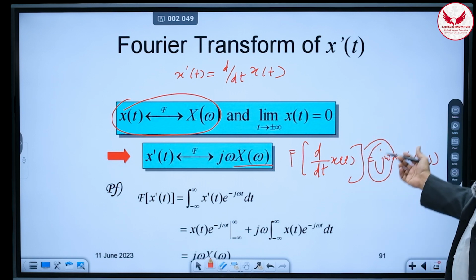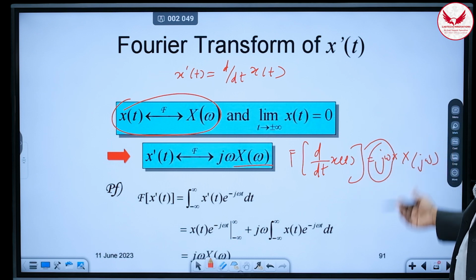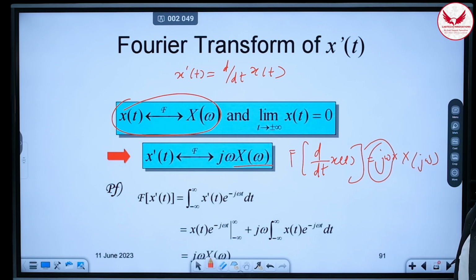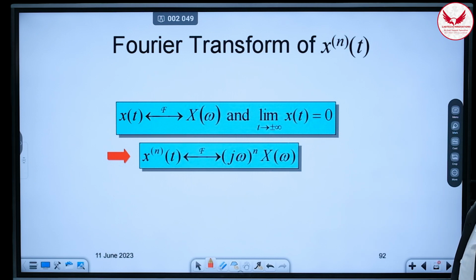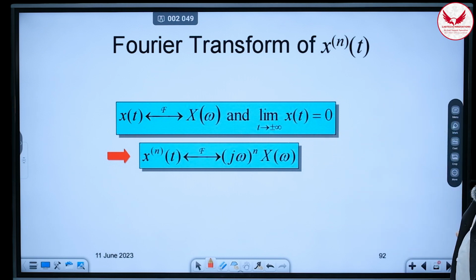If it is second order, j omega raised to 2 will be there. If it is nth order, j omega raised to n will be there. Accordingly, you can find the Fourier transform of the nth derivative of any signal x of t in the time domain, which is j omega raised to n into x of j omega.